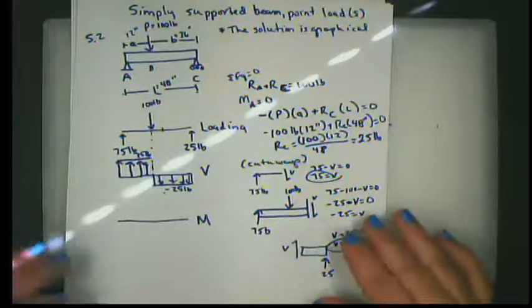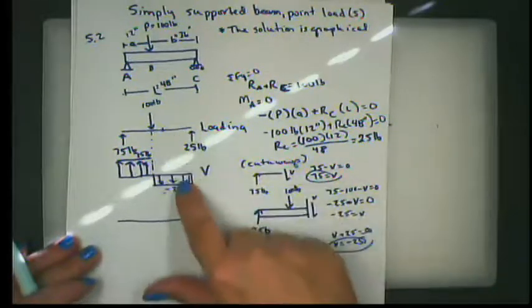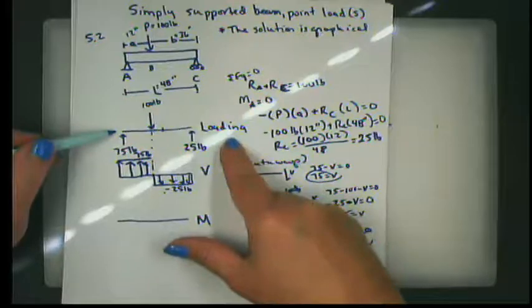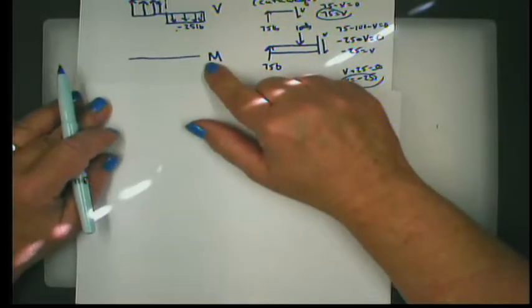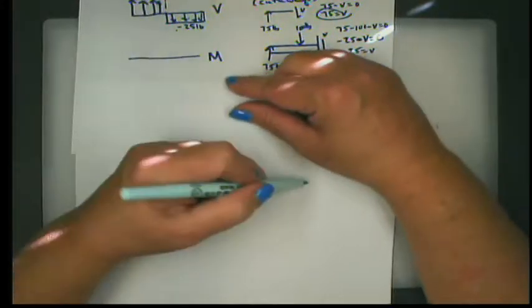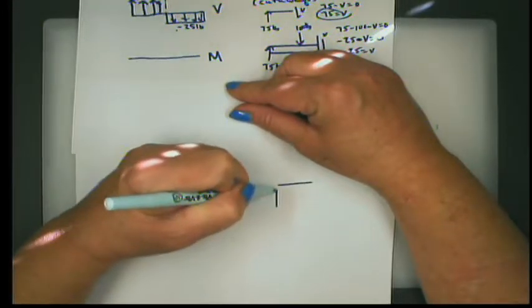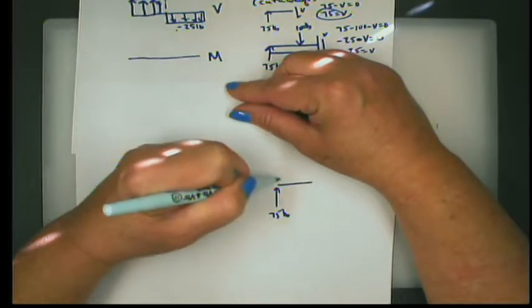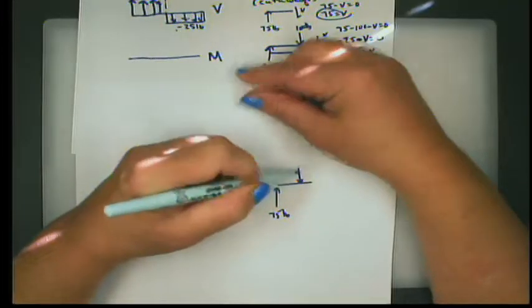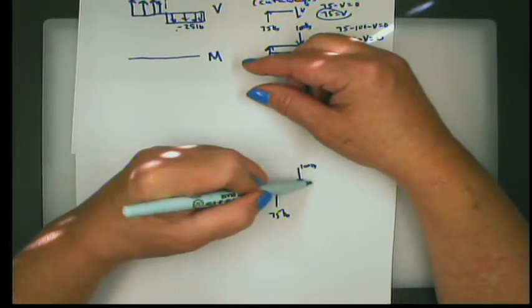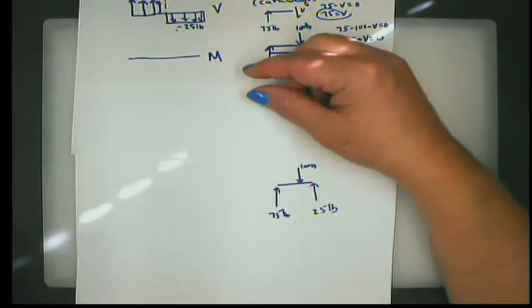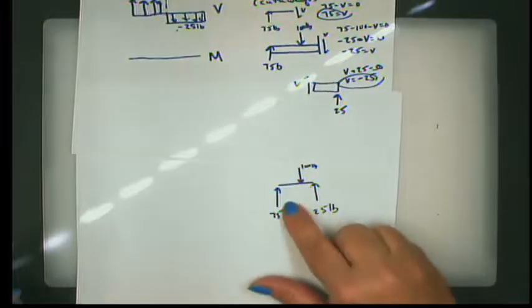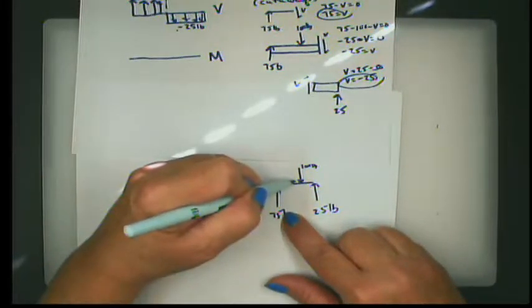All right, now let's go on. We've got two parts of three of our graphical solution. We have our loading diagram, we have our shear diagram. What about the moment diagram? Well, when we talk about the moment diagram, we have to go back to our load diagram to do our cutaways. So we have 75 pounds, and then at some distance we have 100 pounds, and then at some other distance we have 25 pounds.